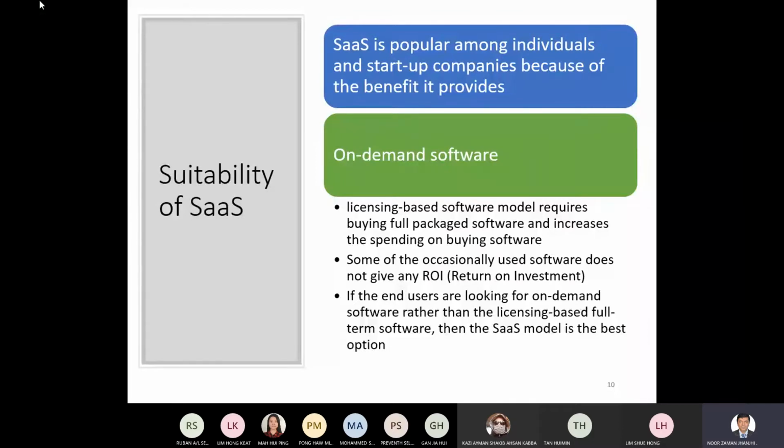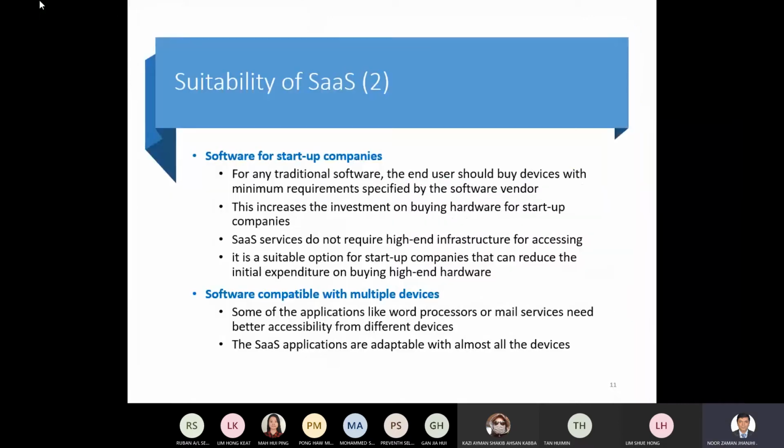And suppose we are not looking for more software, so we can fetch as per our requirements. The most important point is that we can fetch as per our requirement, and we can use whatever we need according to that. That is the suitability of SaaS as well. The further suitability is the software for the startup companies. That's what we just discussed.